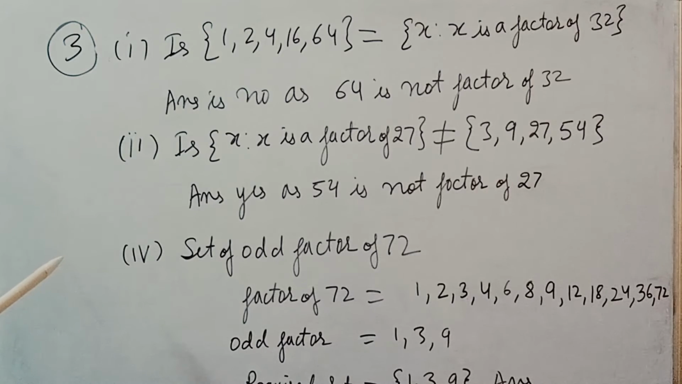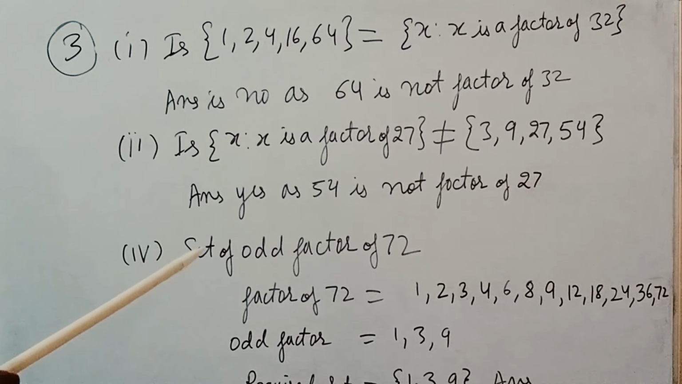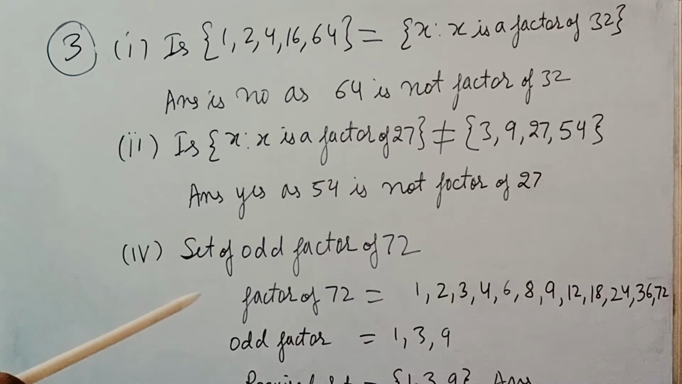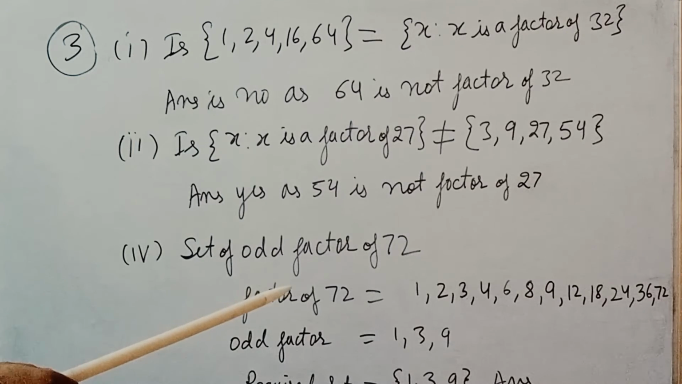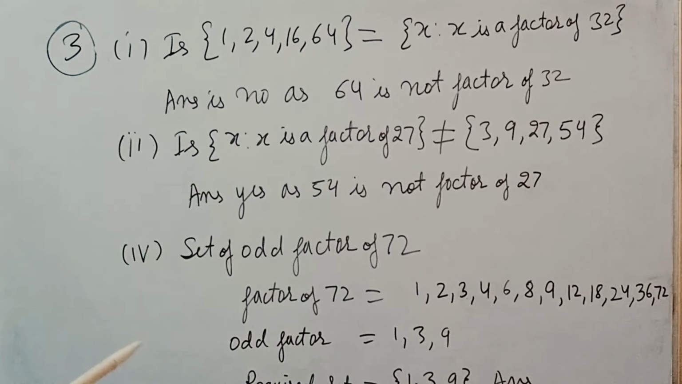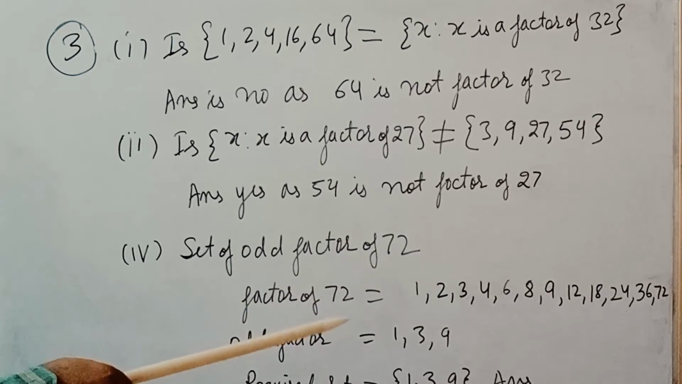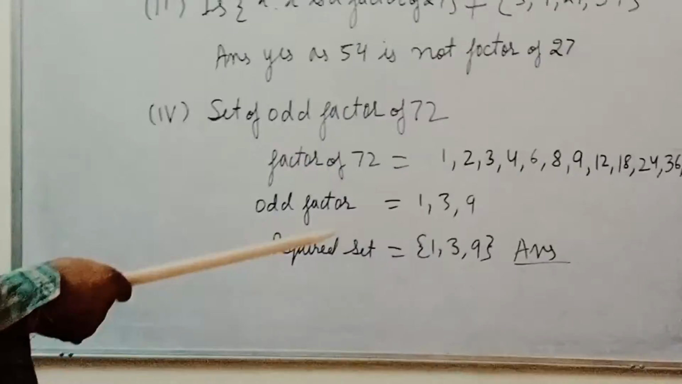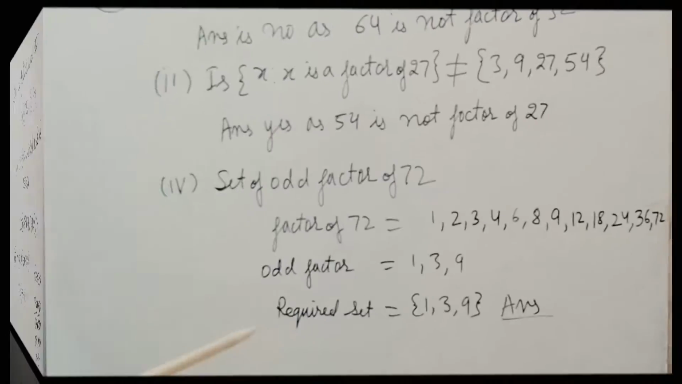Another part is question number 3, fourth part. Set of odd factors. We have to form a set that is the odd factors of 72. First find out the factors of 72, which are 1, 2, 3, 4, 6, 8, 9, 12, 18, 24, 36, 72. Odd factors: find out the odd ones in that, which are 1, 3, 9. So the required set equals {1, 3, 9}. So in that manner you will do the sum number 3.